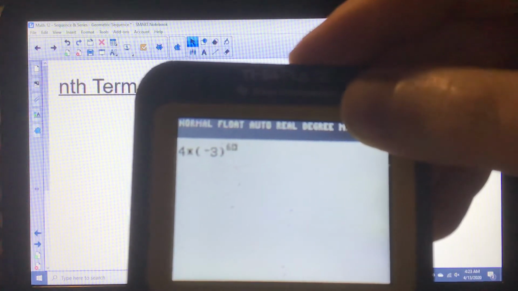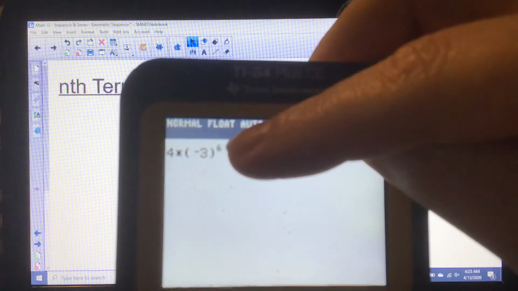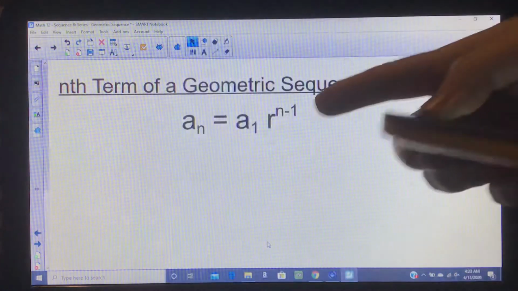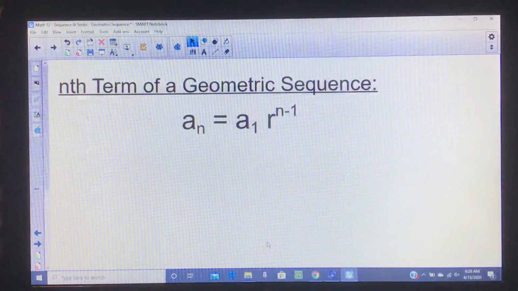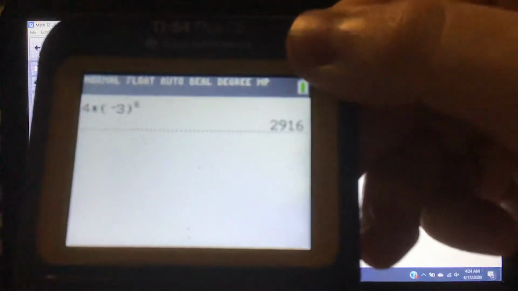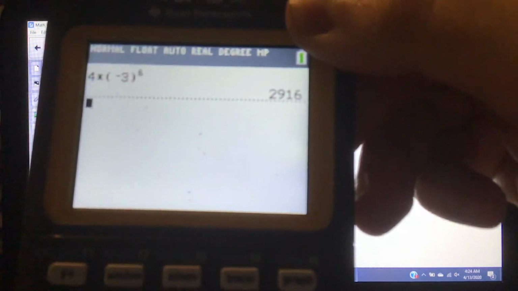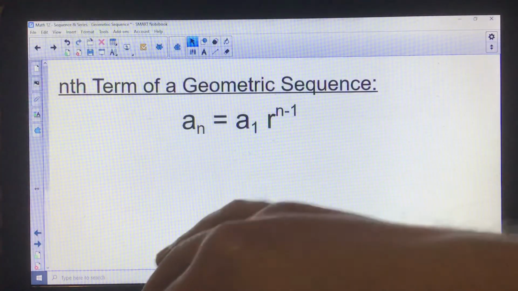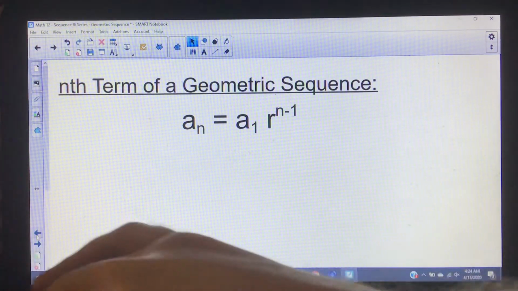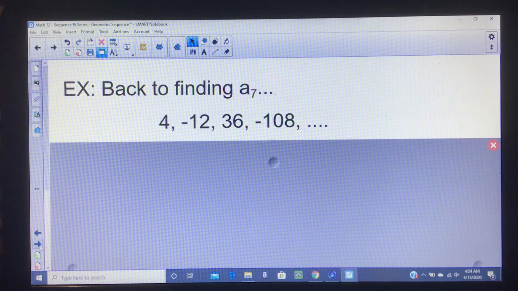All right, so what is my 7th term? It's the first term times the common ratio to the 7 minus 1 power. So that's what I've entered, that formula. All right, so what is it? It is 2,916. So that is how my value is supposed to come out. All right. So just to show that, now that I've talked through it, it's probably better just to look at it.